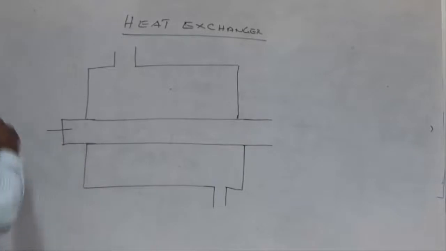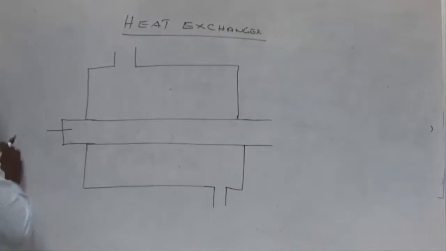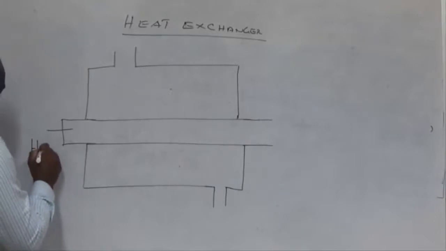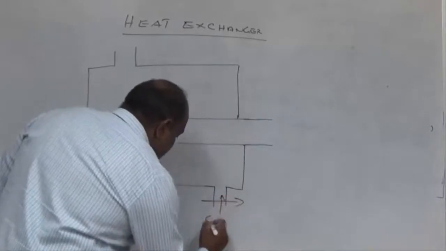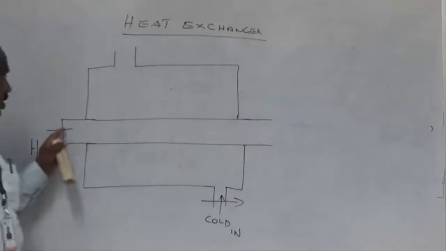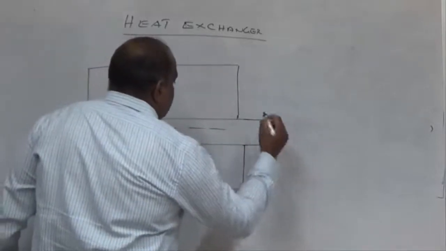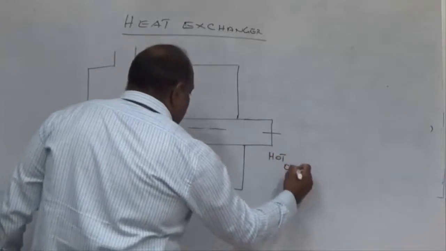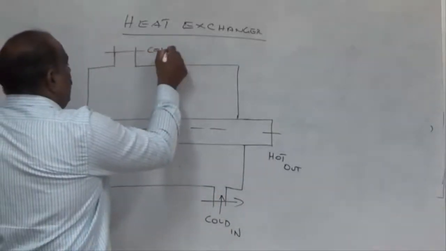Now, from this end, let us say hot fluid 1, H1, is coming. Here I am going to send the cold fluid, cold in. Now the hot fluid is going from left to right. Let us say this is section 2. It is hot fluid at exit, so I will put a hot out. Here I will put a hot in. Here I will put cold in, and here what becomes cold out.